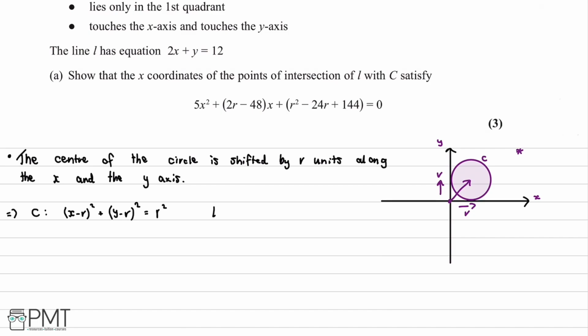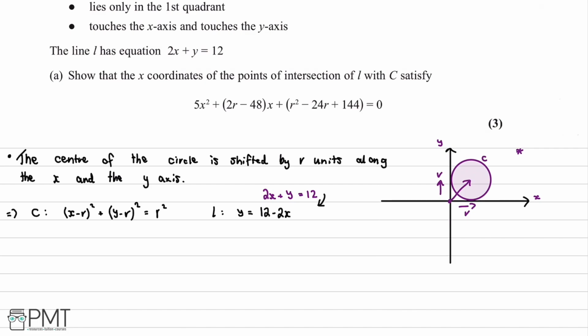And then we know our line L has the equation, I'll just write in here, 2x + y = 12. So we're given that in the question here. So we rearrange that, and we can say that y is going to be equal to 12 − 2x. So this means we can now be ready to move forward with the question.